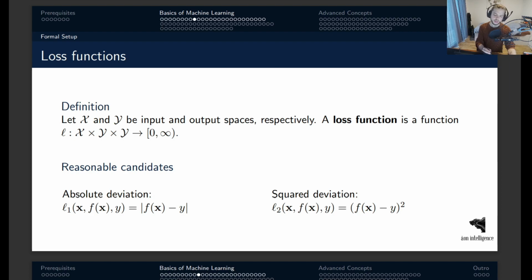And then you might ask yourself, okay, so in this definition, the only values that we consider are the prediction and the true label, right? So why do we have the x as an input argument? The reason for that is there might be cases in which a false prediction might be more costly than in others. And the input vector could give us an indication for such cases.